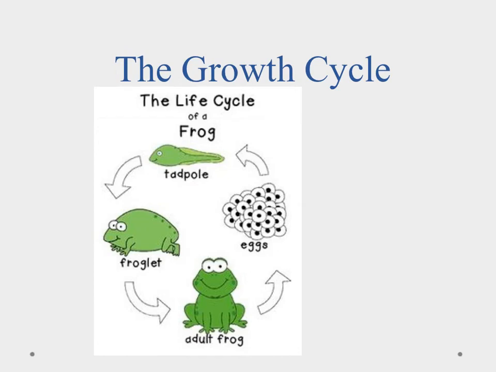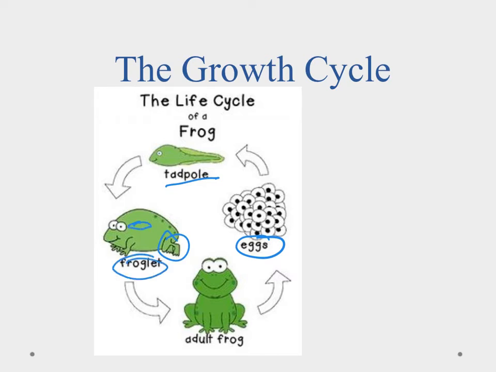Now the growth cycle is going to be a little bit different for different organisms. Here we have a real simple example of them. We start off with little baby eggs over here. Those eggs of a frog are going to turn into a tadpole. Tadpole is going to feed until it gets a little bit bigger. It's going to lose its tail, grow some legs over here. It's going to lose its gills and get some lungs inside here.